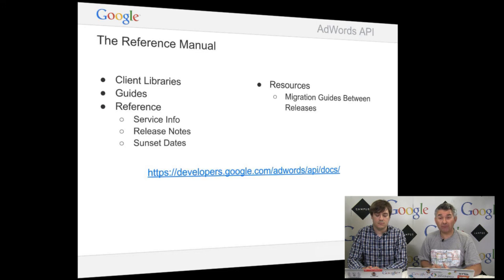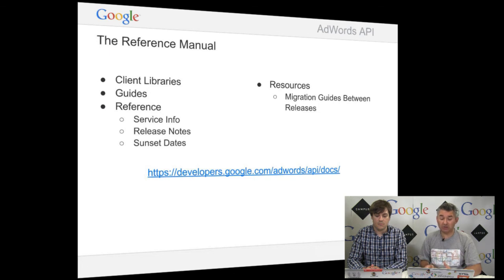There are release notes for each of the current versions of the API that we have out there for you to use, and also the sunset dates. As we continually replace them with newer and better versions, we let you know how long the current version is going to last and when you're going to need to update to a newer release.